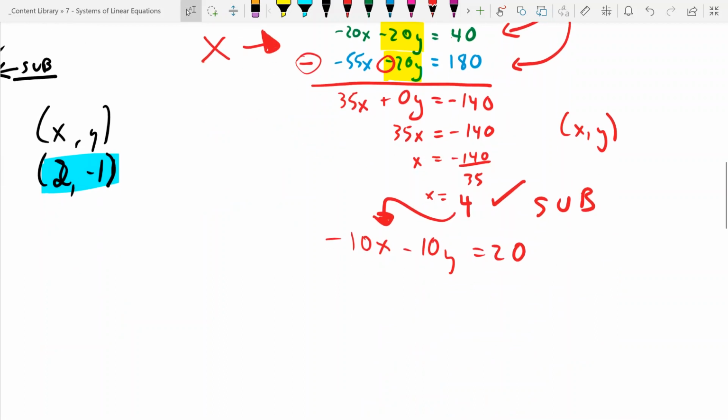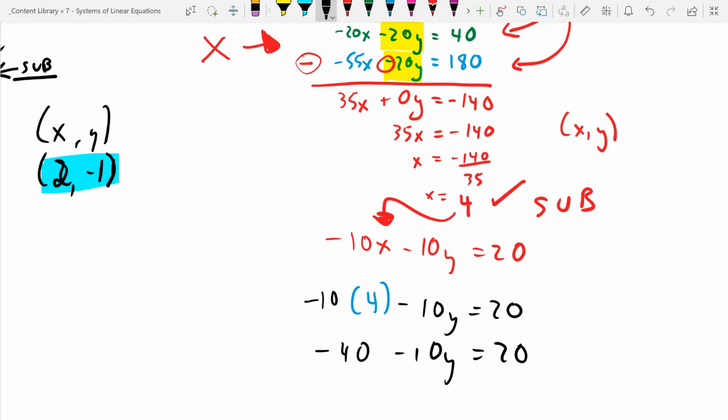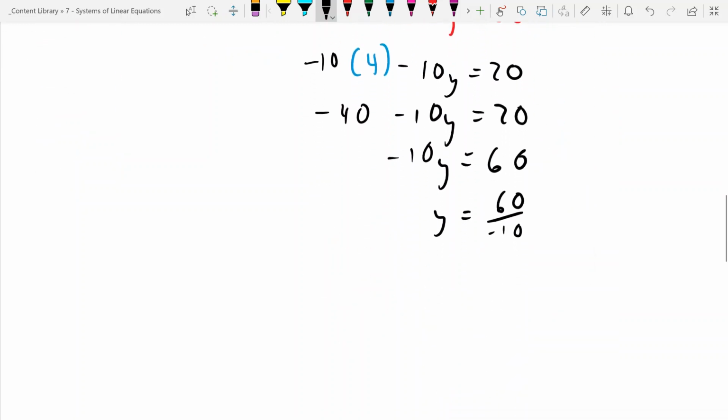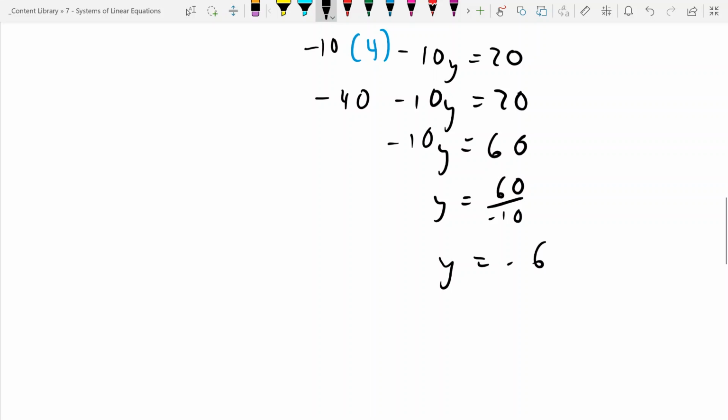So let's rewrite it with x plugged in. And that's the other side, so it becomes 60. y equals 60 over negative 10. y equals negative 6. Cool. So I got my two numbers, my x and y values. So I'm going to write the answer as a point.